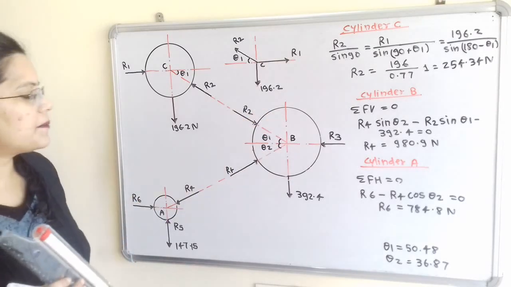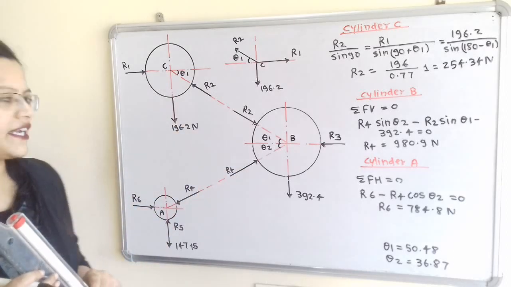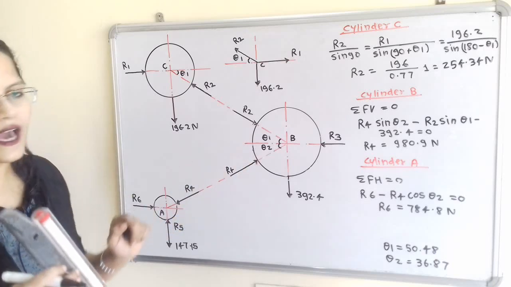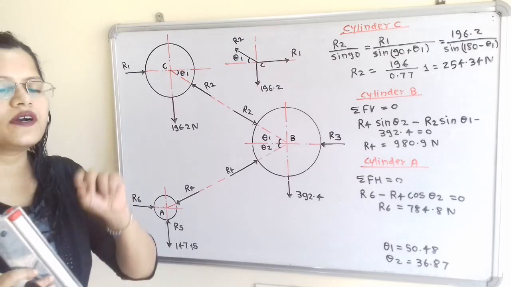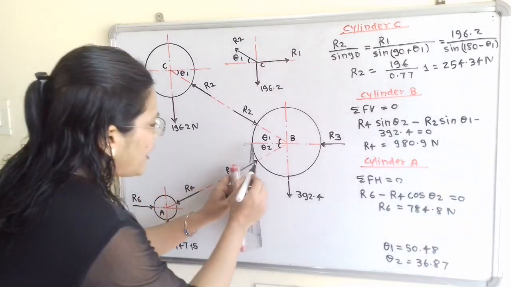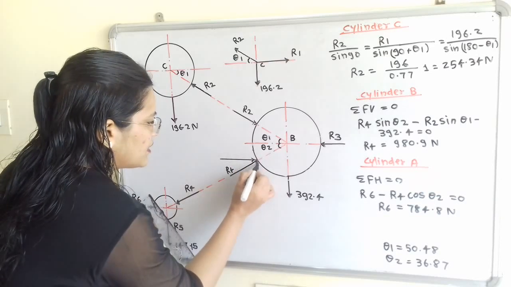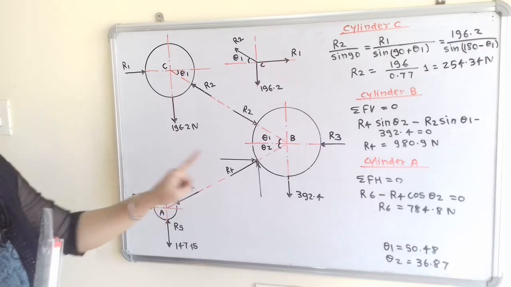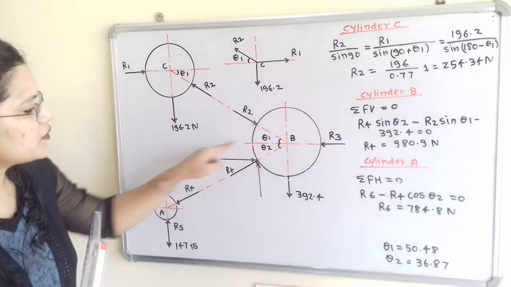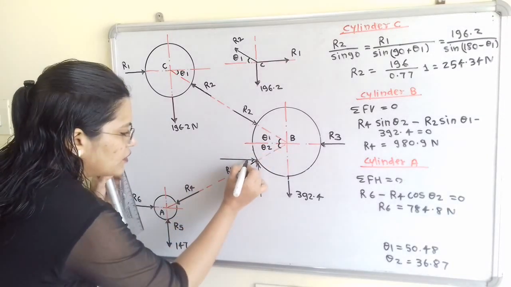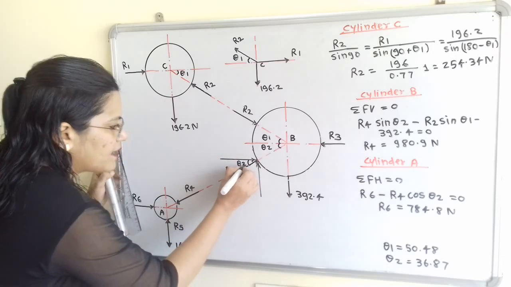Now for this cylinder B, if we observe, there is R4 which is also connected to cylinder A. So we have to calculate R4. Now we will resolve this component R2 and R4 into vertical and horizontal direction. So I will resolve R4. This is the horizontal component and this is the vertical component. Now if we observe, theta 2 is the angle made by the R4 with horizontal line. So for this horizontal component and this horizontal line are parallel to each other. So here is also angle theta 2.